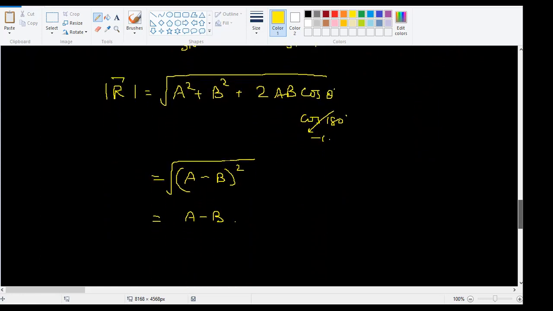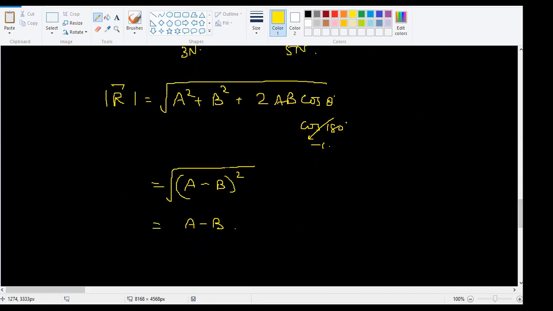270 and 360 are similar to the other ones only. Because cos 360 will give 1. Yeah, so it's very similar to 90 degree. 270 is similar to 90 degree. So you can skip that.